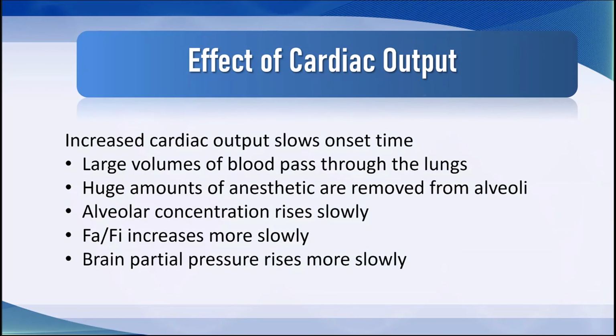The reason why increased cardiac output slows onset time is that large amounts of blood pass through the lungs per minute, and a huge amount of anesthetic is removed from the alveoli. Alveolar concentration rises slowly, the FA-FI increases more slowly, and brain partial pressure rises more slowly.